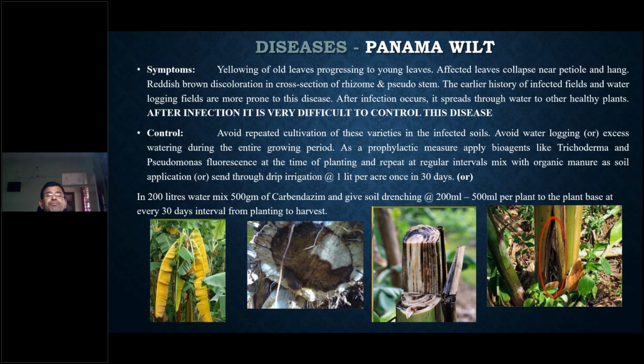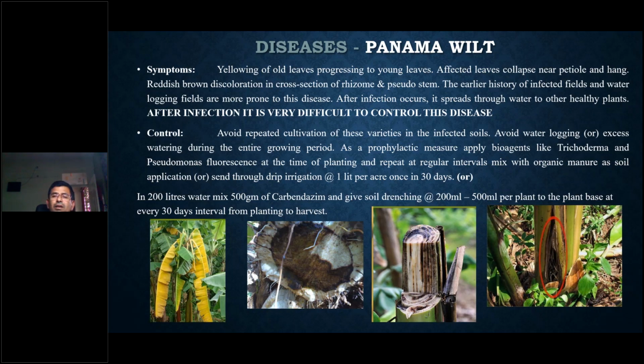That's Panama wilt. This disease occurs in the variety called Elakki. In Tamil Nadu it is called Neipoovan, and also Kadali and Neipoovan. Here in Karnataka, in a few areas it is called Metli. They have local names for this Elakki, and also Rastali, Karpuravalli, and in Andhra it is called Amrutapani. These varieties are majorly affected by this Panama wilt disease.